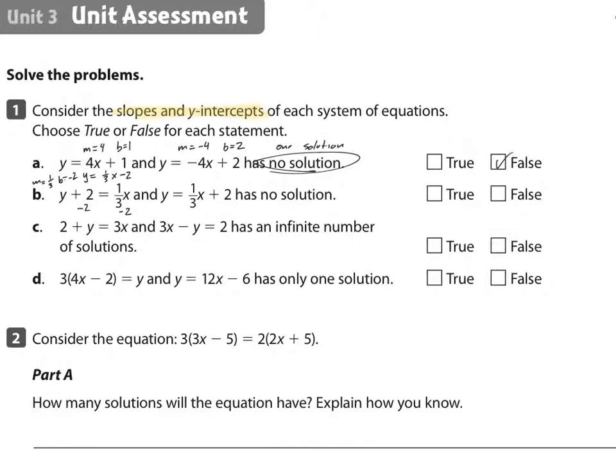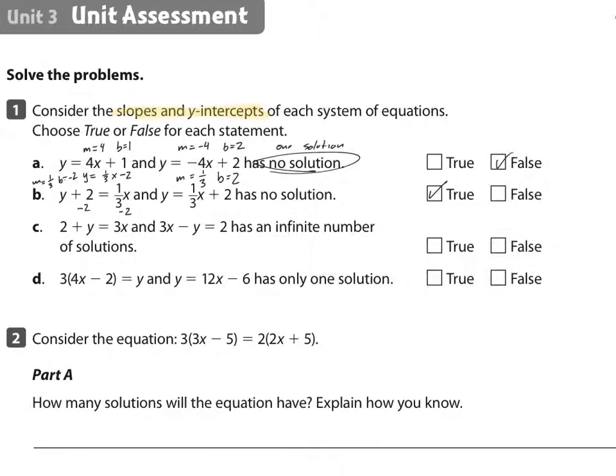And then the next one is going to be the slope is, again, 1/3. But now the y-intercept is going to be 2. We have same slope, but different y-intercept. That means no solution. So this is true.